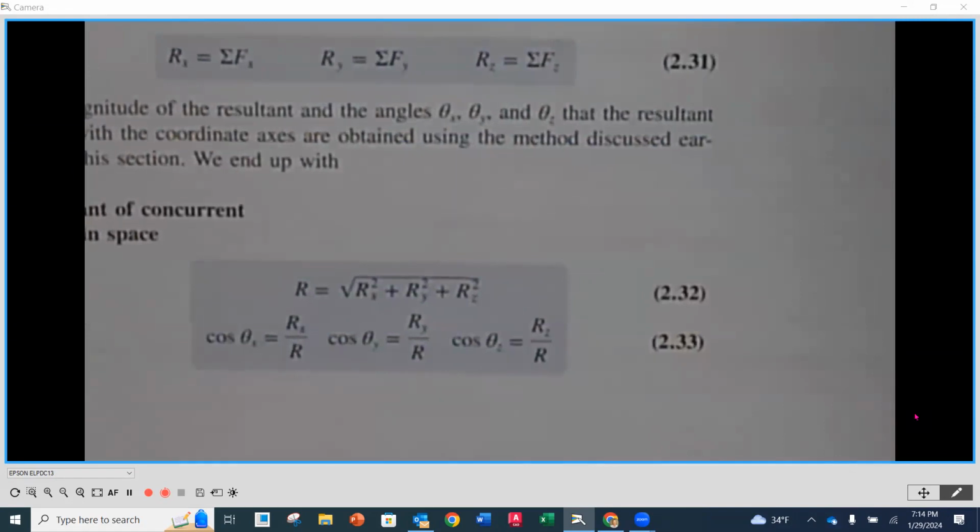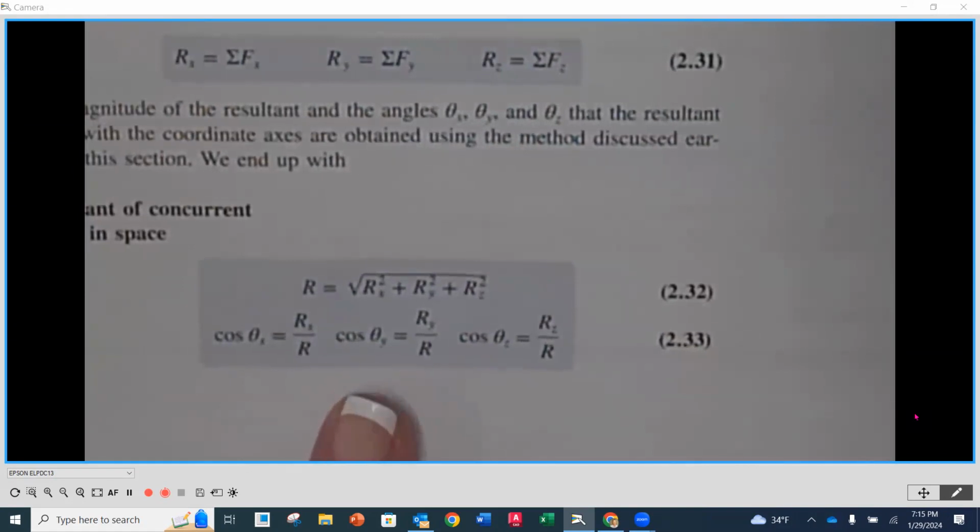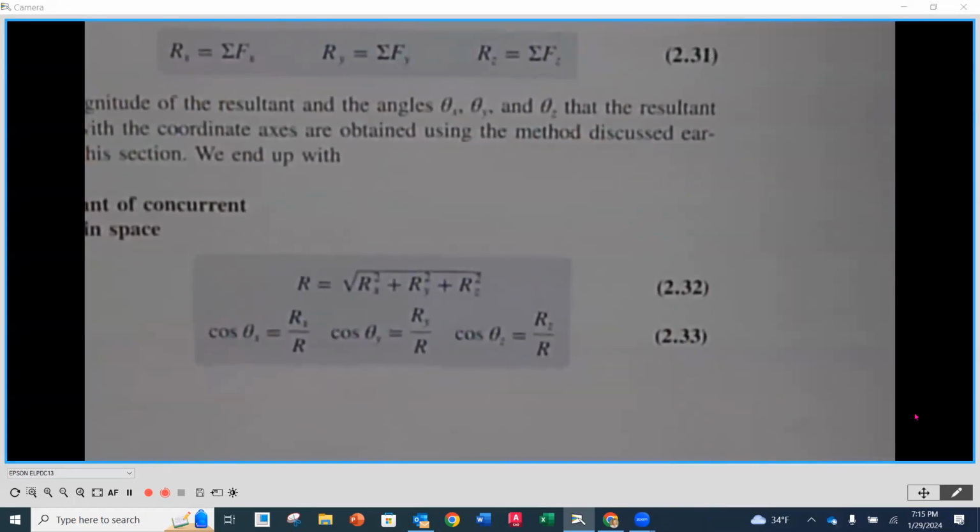And then correspondingly, to find the direction of that resultant, we need to use cosine theta x is equal to that x resultant component divided by the resultant itself. And then same format for the y, and then for the z. Okay, cool. We've got all of our equations down, I think. I think there might be one more, but we'll add it when we come upon it.